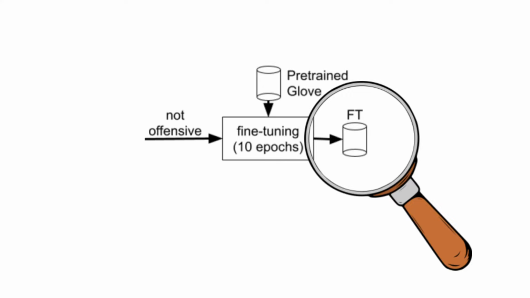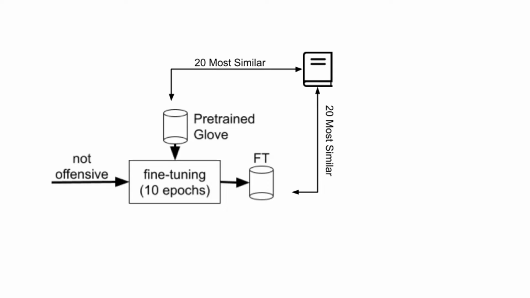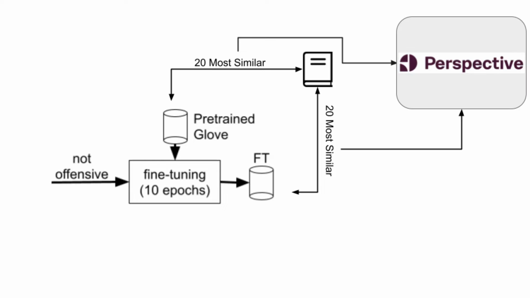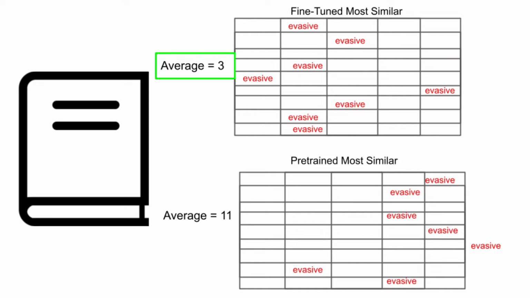We further examine the fine-tune embeddings for additional analysis. To do this, we use a lexicon list of offensive words. We obtain the 20 most similar words for both the pre-trained and fine-tune embeddings. We then use Perspective to determine the rank at which the first evasive word is found for each embedding. We find that on average, the fine-tuned embedding has an evasive word much closer to the original word than the pre-trained embedding. Specifically, for the fine-tuned embedding, the evasive word is 3 ranks away, while for the pre-trained, it is 11 away. This means that the fine-tuned embedding will find the evasive word more quickly than the pre-trained.